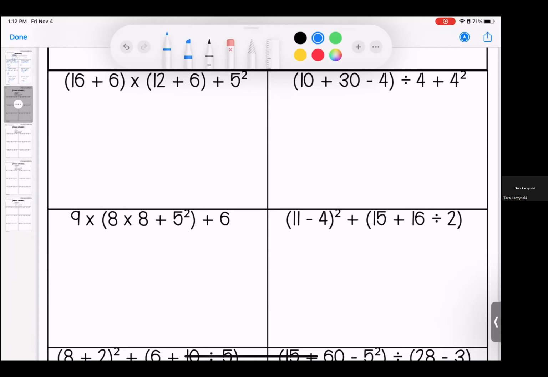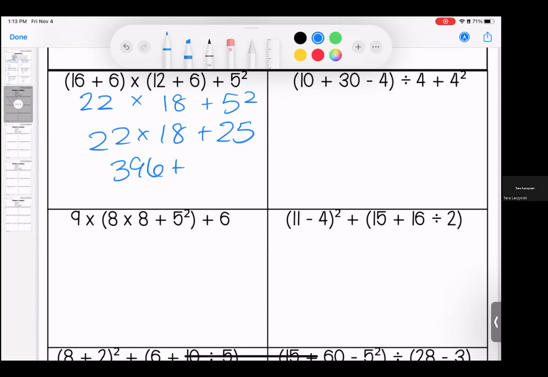Starting with our parentheses, 16 and 6 is 22. Bring down the multiplication sign, 12 and 6 is 18, plus 5 squared. Then we would do our exponent, which is 25. Bring it on down. 22 times 18 is 396. Add 25, 421 is our final.